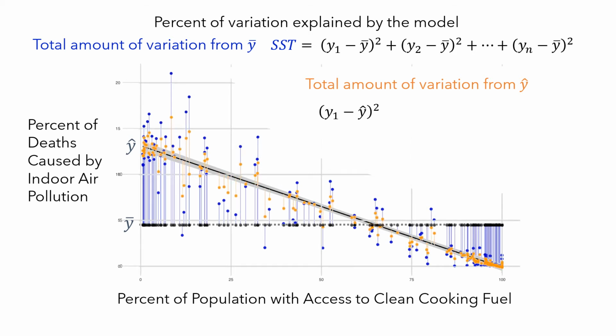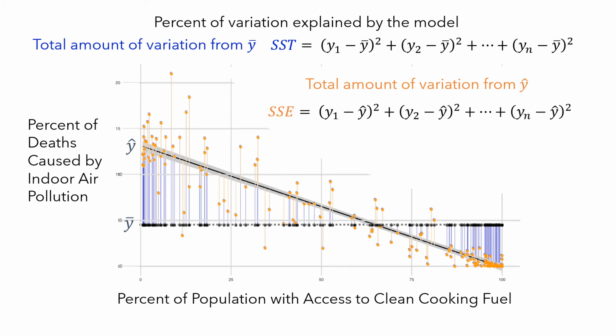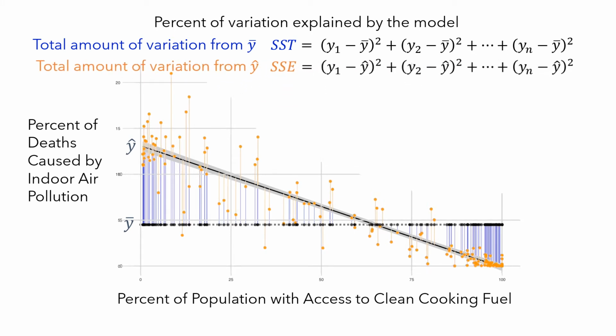Then we can look at the distance from the predicted values to the corresponding data points. We'll square each of these deviations and add their values together. And this sum is called the sum of squared errors, or SSE. Now, our goal was to describe how well our model predicts the data, and we're going to measure this using the percent of variation that is explained by the model.